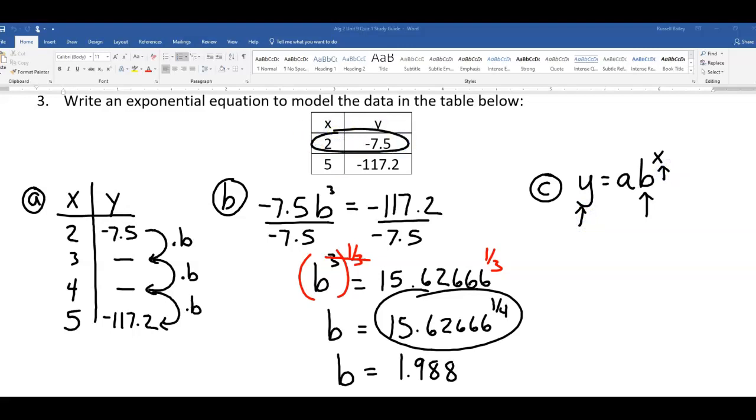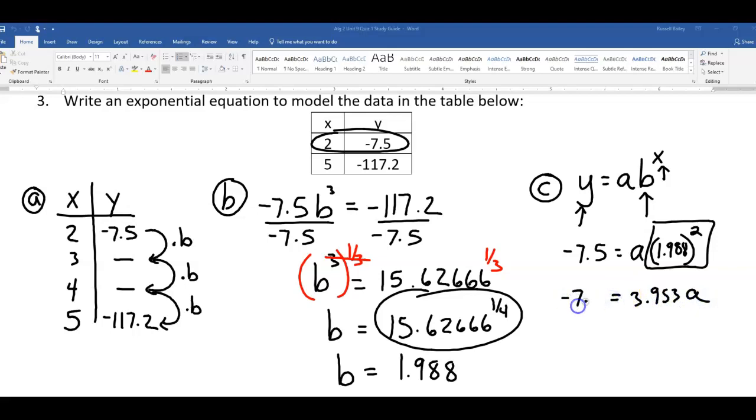So I'm going to plug in 2 for x and negative 7.5 for y. I'll also plug in the B value that I got in step B, and I'll plug in 2 for x. All right, so now I'm going to square this. And I get 3.953. And then divide.